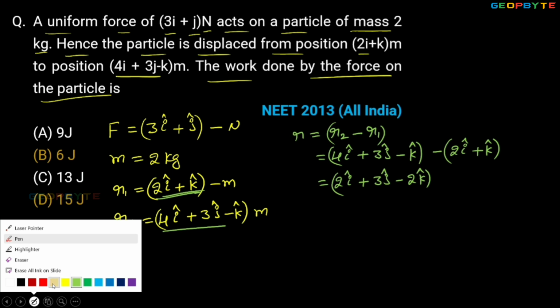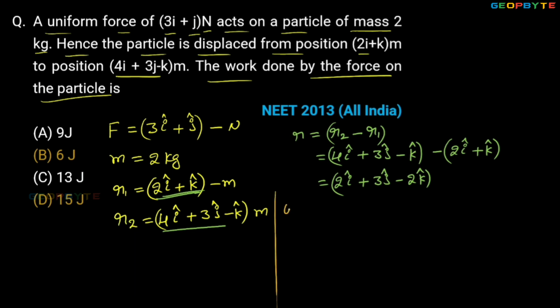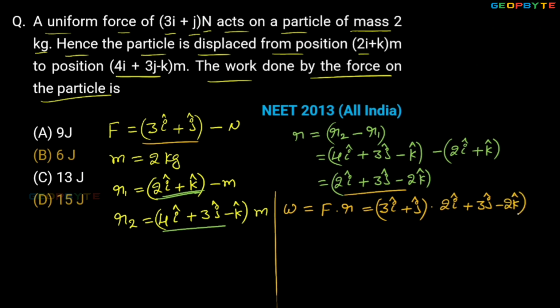Then work done equal to F dot r. Okay. Look at the F value: 3i cap plus j cap, dot r value, which is 2i cap plus 3j cap minus 2k cap.